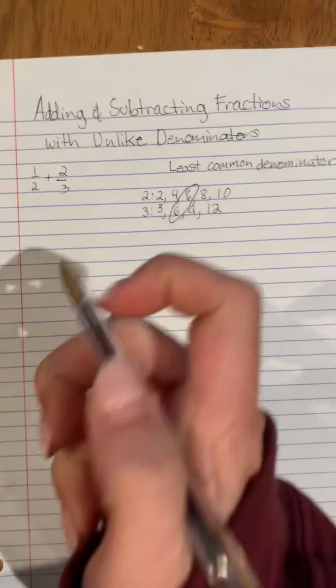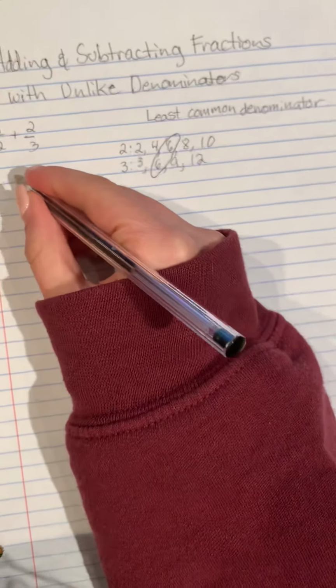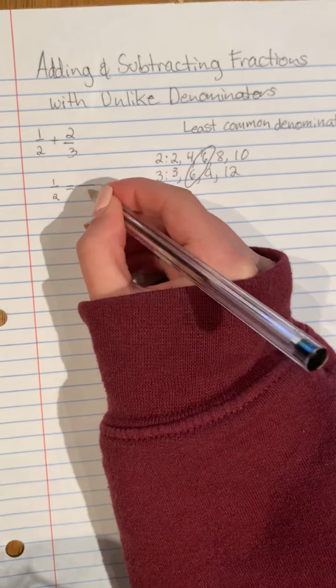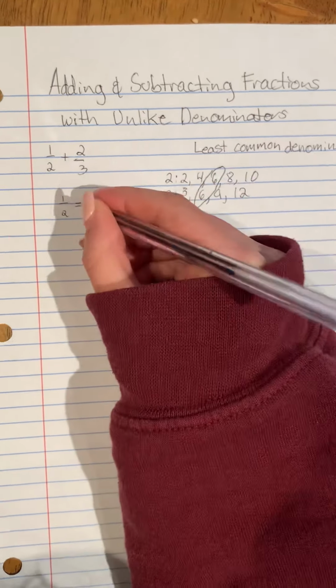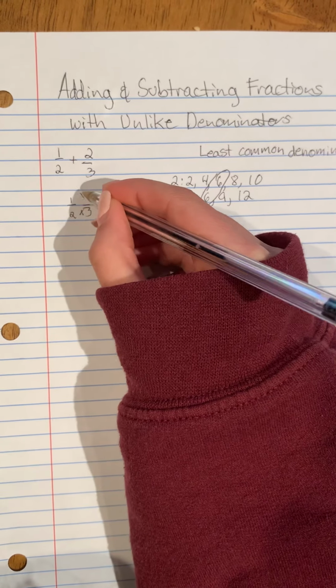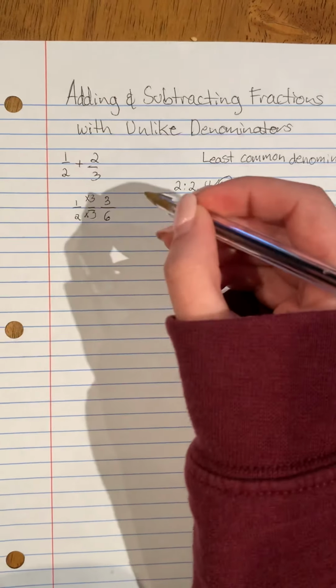So we're going to find equivalent fractions that have this denominator. To convert 1/2 into sixths, we have to do 2 times 1, 2, 3. So 2 times 3 is 6. Now we have to do the numerator, same thing. 1 times 3 is 3. So 3/6.